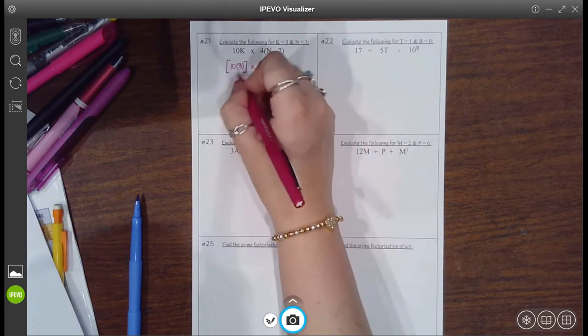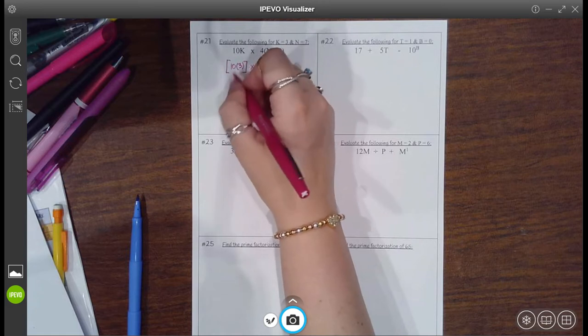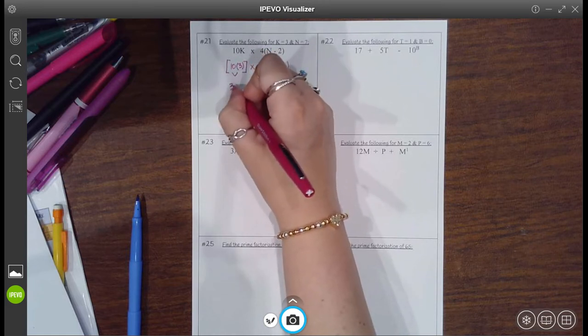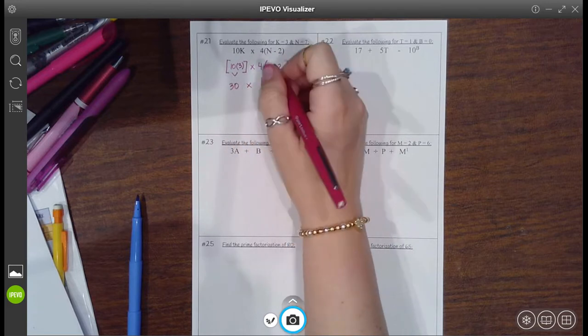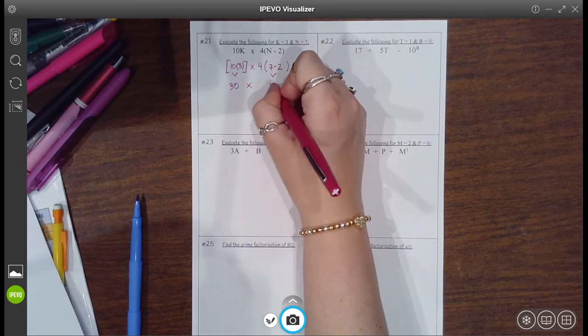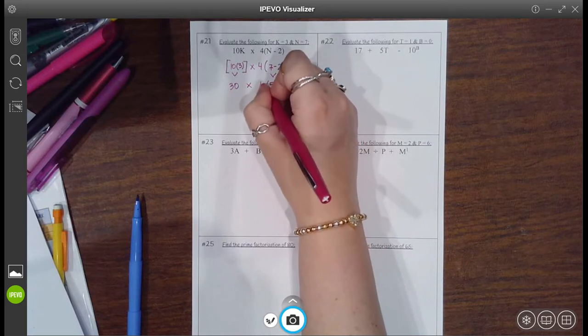Okay, so here brackets are kind of like its own parentheses, right? So I want to simplify inside of there. 10 times 3 is 30. Okay, times, I still need to simplify inside of these parentheses. 7 minus 2 is 5. All right.